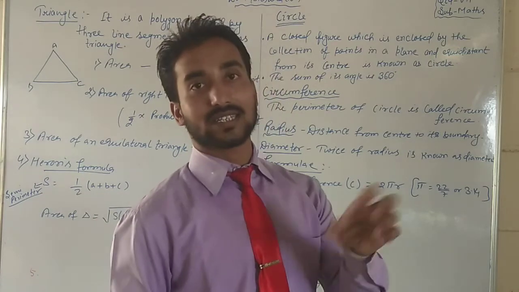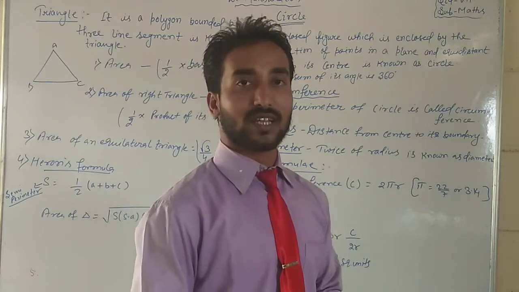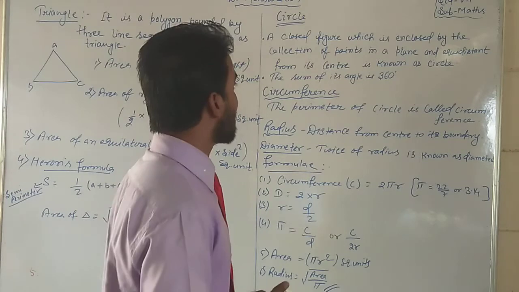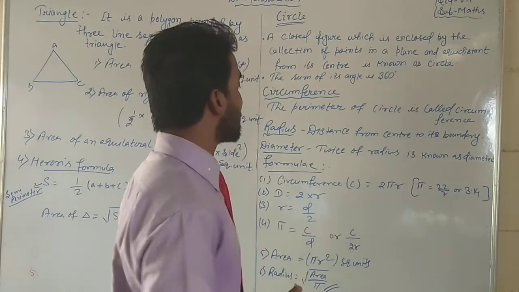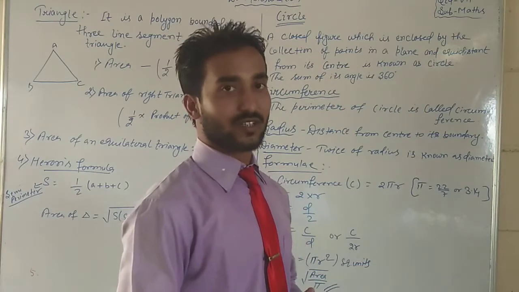That's why the term equidistant is used here, and it is known as a circle. The sum of its angles is 360 degrees. Already it was said the sum of its angles is 360 degrees.